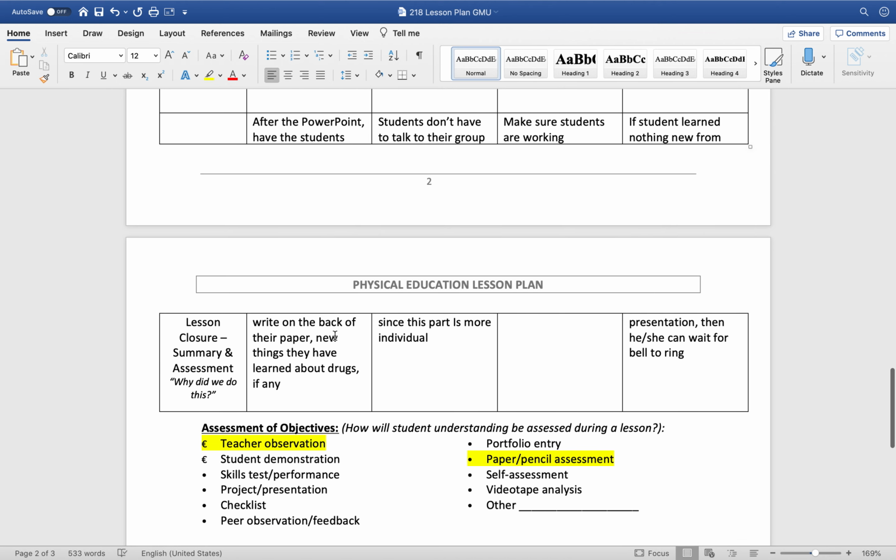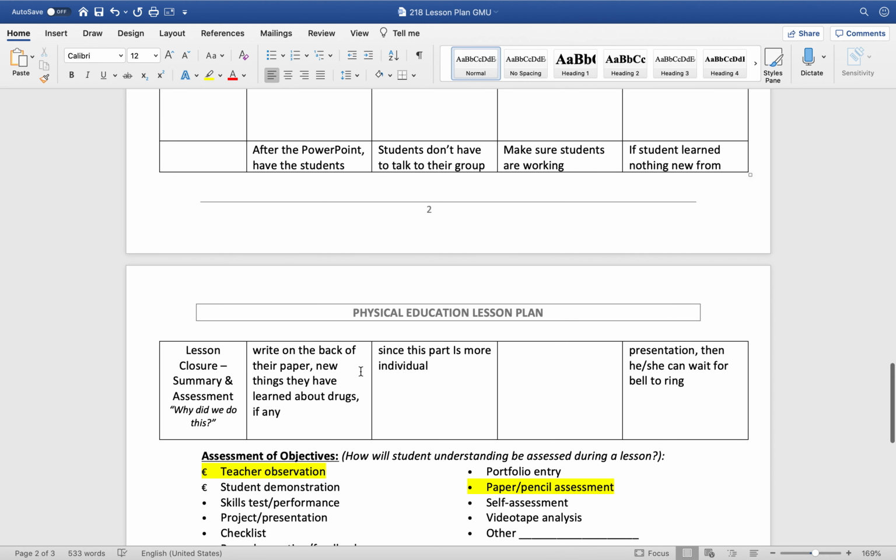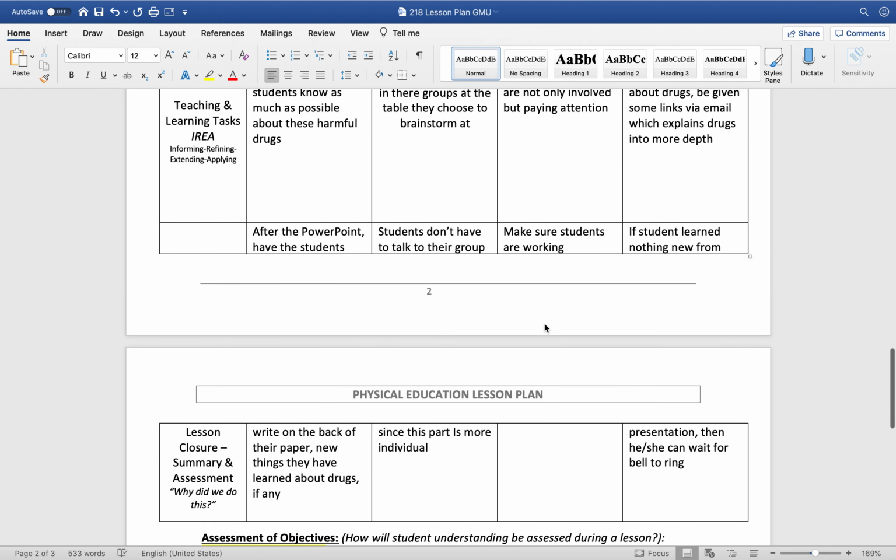And so for the closure of this lesson, after the PowerPoint, have students write on the back of their paper new things they have learned about drugs, if any. So basically, you're at your closing where you began almost. You're doing the same thing where you're in your group and you're discussing if you've learned anything new. Students don't have to talk to their group since this part is more individual. Even though they're in the group, I'll let them talk in the beginning, but it's more individual. So it'll be a little less talking, but there is talking.